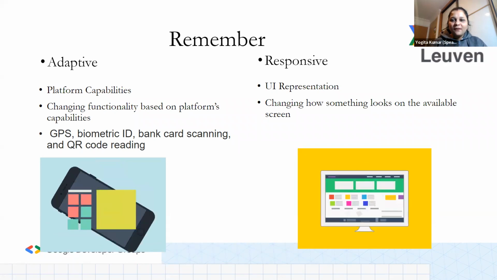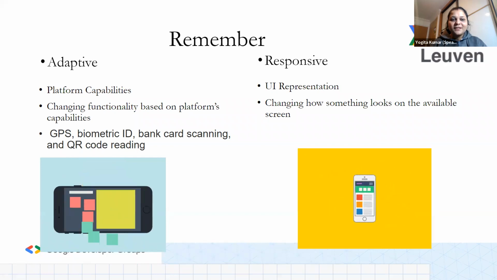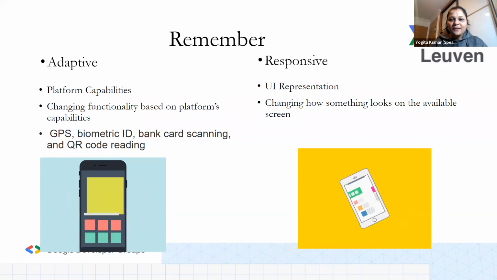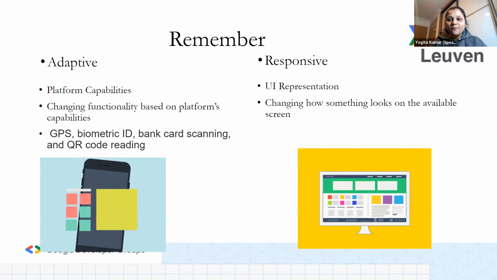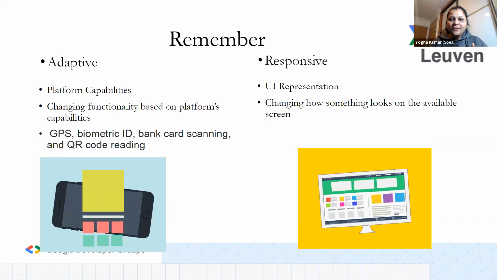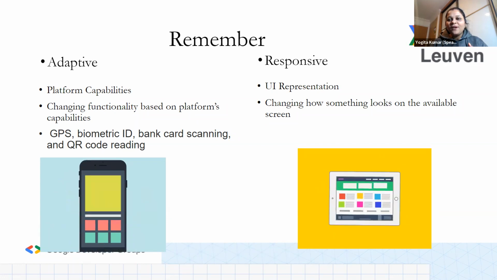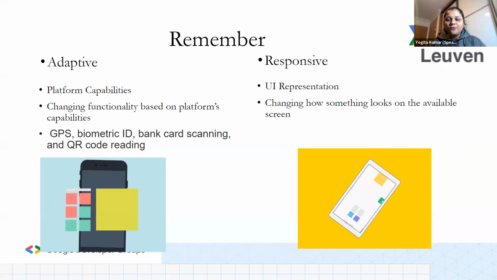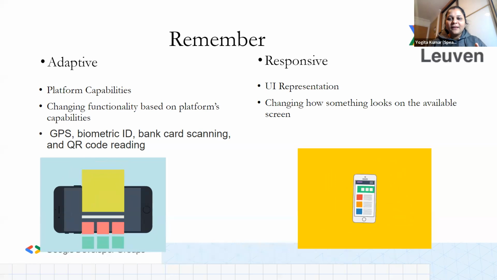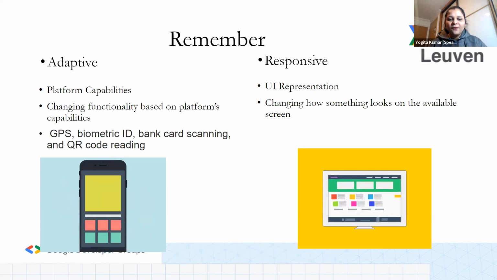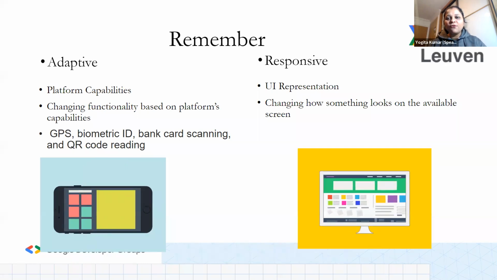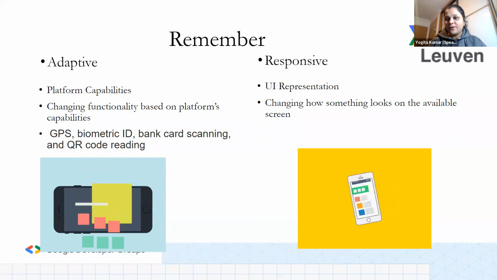Adaptive means adapting your application after installation to the platform's capabilities, changing functionality based on what the platform offers. If your application gets installed on a smartphone, it will allow GPS, biometric ID, card scanning, and QR code reading. But if it is installed on an old Android phone, you cannot scan a QR code through the camera, and these facilities are not available on that phone. So this is called the adaptiveness of your application.